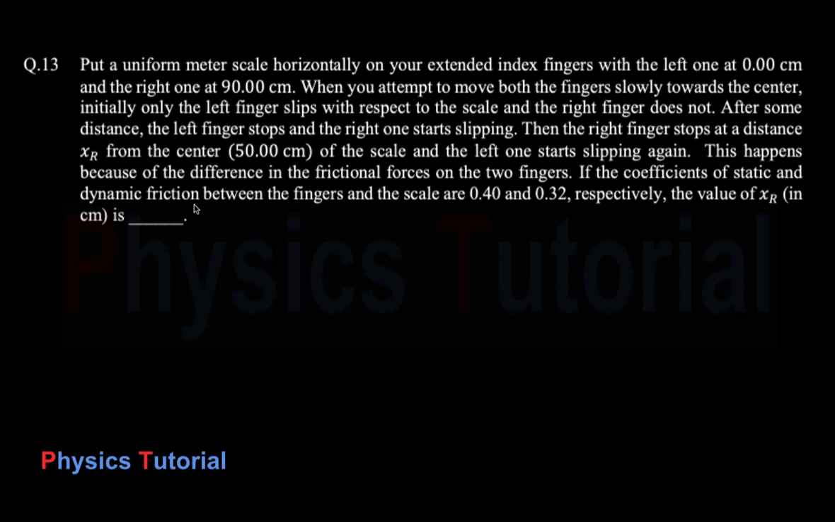So in this question, first of all, you have to make the FBD of this rod, as the center is at 50 centimeter from left. Initially, the right finger is slipping. So from the right, the friction force will be towards the left, and from the left, the friction force will be towards the right.